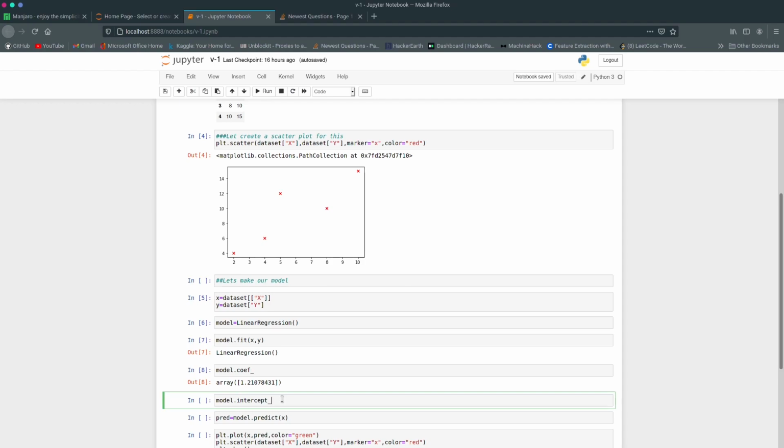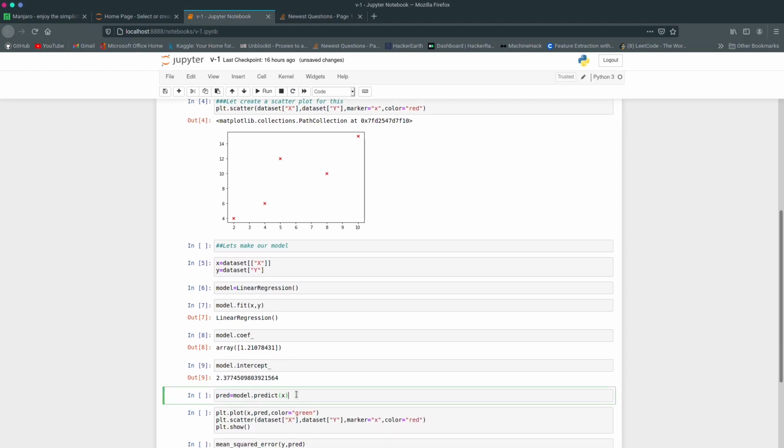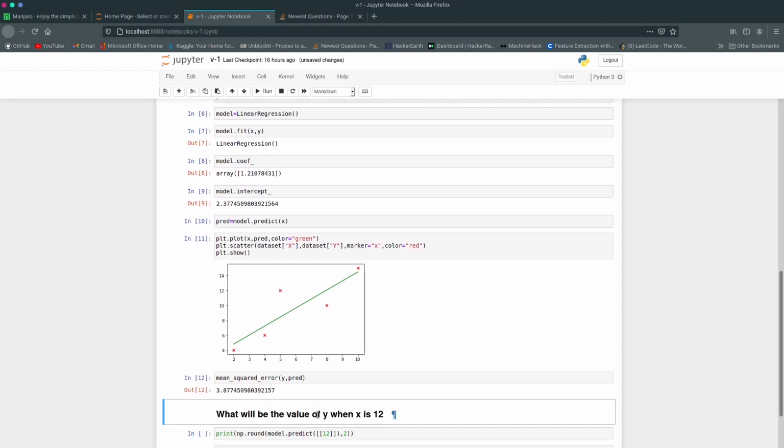Now let's see the intercept for the same. Then we'll predict for the same x. Now let's visualize the best fit line. How would it look? So this is the line having the mean squared error. Let's see what the mean squared error is. Oh, it is minus 3.87.